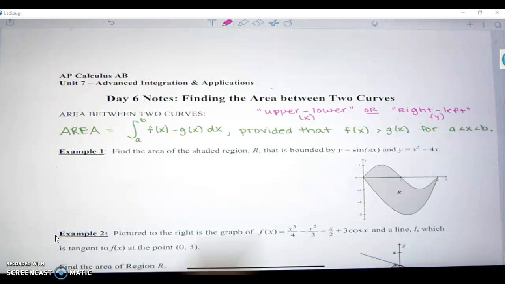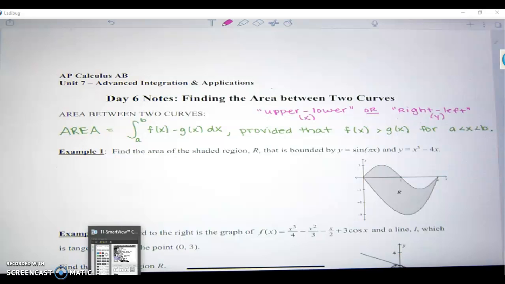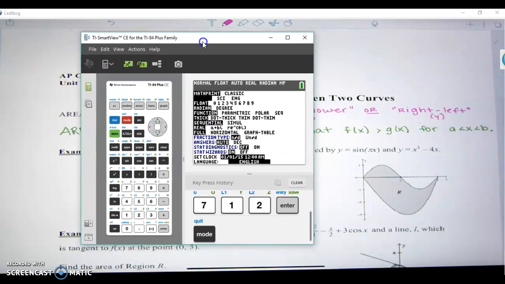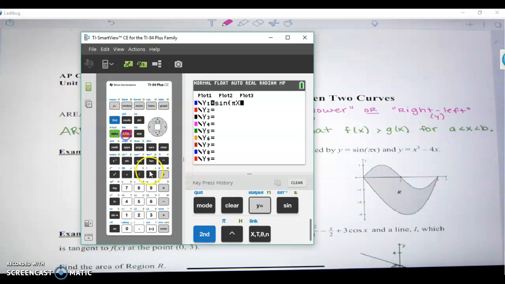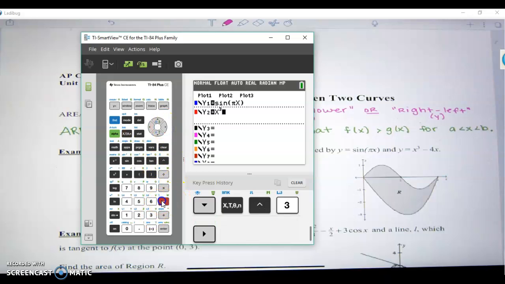Okay. So for the first one, and you are going to need a calculator for this, we want to find the area of the shaded region R. That region R that's shaded there is bounded by y equals sine of pi x and y equals x cubed minus 4x. What I'm going to do first is just graph these. You may know which graph is which, but just to confirm here. I'm going to go to my y equals. First off, make sure you're in radians. You can check, see how at the top it says radians. So we're going to have sine of pi x, and then in y2 I'm going to put x cubed minus 4x.